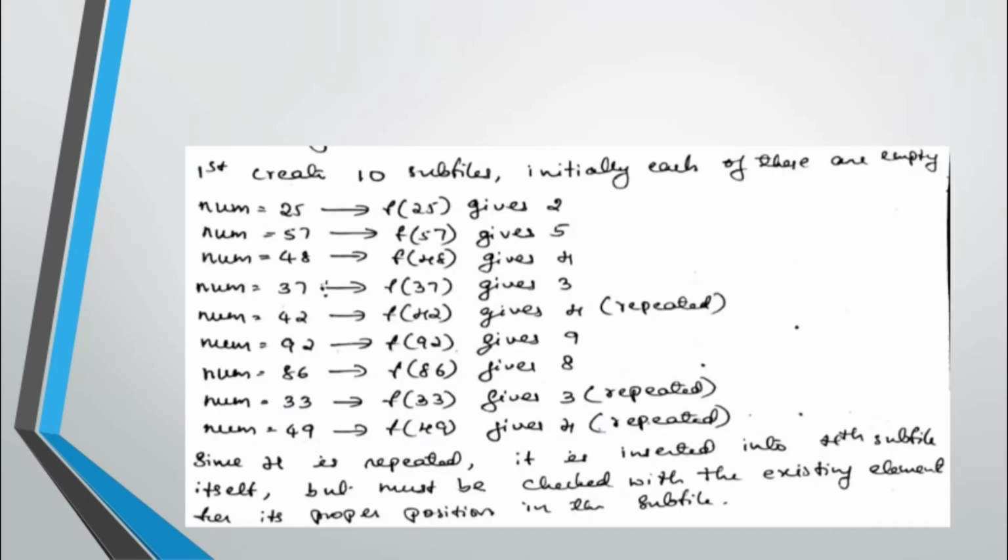Here, students, we need to create 10 subfiles, that is nothing but 0 to 9. So what you are supposed to do first: whichever number comes, in order you need to write. How many numbers are there here? 9 numbers are there. Correct?